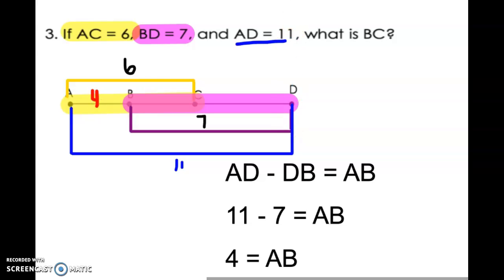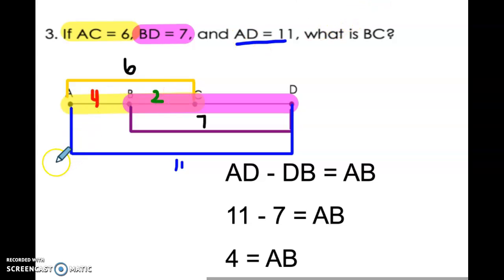Now we can find BC pretty easily. Because if you look here, AC, this whole length is 6. If we know that AB is 4, what does BC have to be so that when we add these together, we get 6? 2. BC has to be 2.